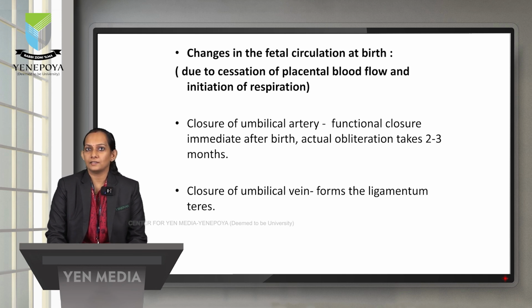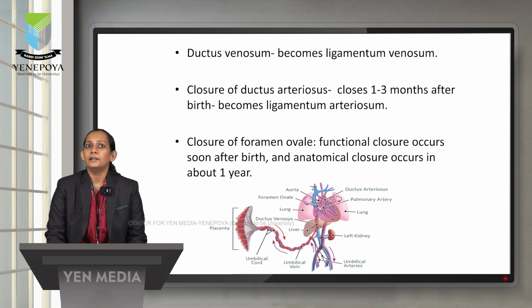Due to cessation of placental blood flow and initiation of respiration, there is closure of the umbilical artery. Functional closure occurs immediately after birth, but actual obliteration takes around 2 to 3 months. The umbilical vein changes into the ligamentum teres, and the ductus venosus becomes the ligamentum venosum. The ductus arteriosus closes around 1 to 3 months after birth and becomes the ligamentum arteriosum. For the foramen ovale, functional closure occurs soon after birth and anatomical closure occurs in about 1 year.